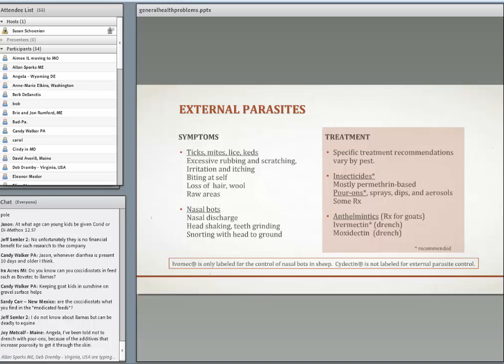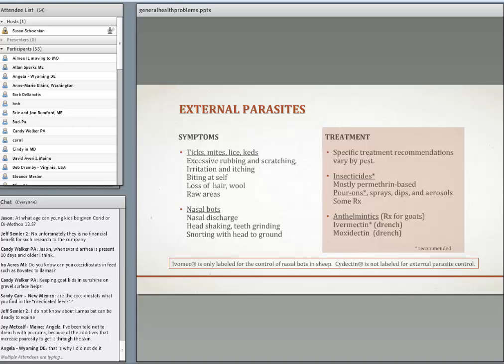So how do you treat these things? Of course, treatment's going to vary to a large extent by what pest we're talking about, what its life cycle is, that sort of thing. We've got two primary alternatives. One is insecticides, which is probably the treatment of choice in most cases. Most of these are permethrin-based. Many of them, but not all, are approved for sheep and goats. In the old days, we used to dip animals. They used to go into a vat and come back out. They still do that in some countries, but I guess modern technology has allowed us to use pour-ons, sprays, dips, and aerosols. The pour-ons are probably going to be the most effective.